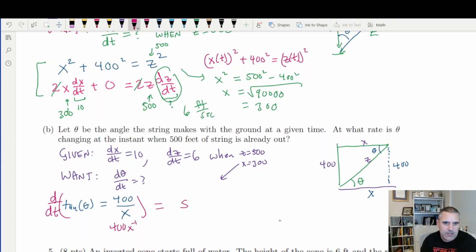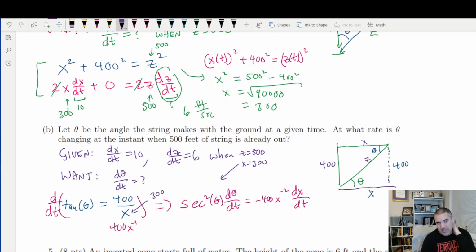Okay, so the derivative of tangent is secant squared of theta d theta dt is equal to negative 400 x to the negative 2 dx dt. And yeah, that looks sort of bad, but we can plug in the numbers everywhere. Now there's going to be a moment where you're going to come back here and plug in 300 and have to do arctangent. You actually don't have to do arctangent, because if you know that tangent is 400 over 300, and you know this is 500, there's a way to get secant directly.